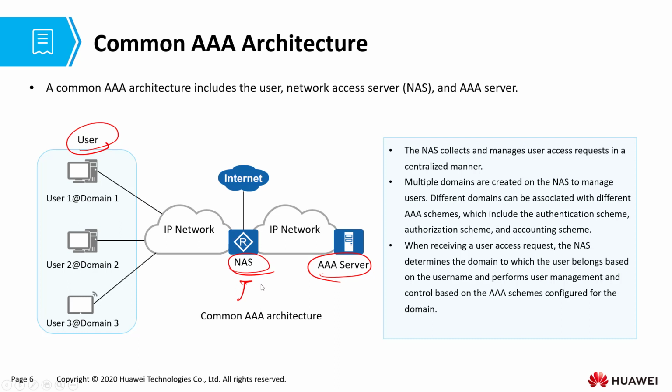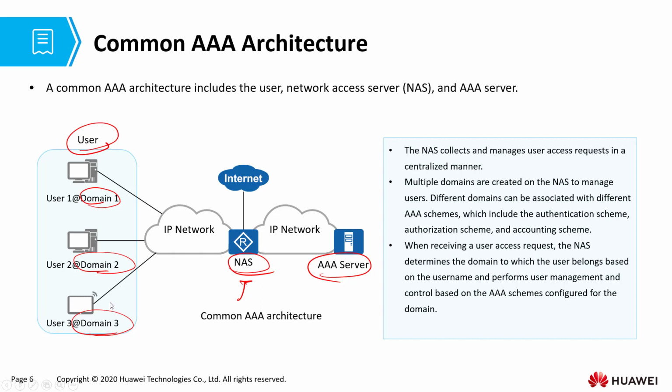Think of a domain as a grouping. So we have people in management, people in accounting, people in research and development, people in networks, in the core. We have different domains, which probably have different access rights and different authorization scopes and so on and so forth. So these different domains, in this case domain 1, domain 2, and domain 3, are going to be associated with different AAA schemes, which include an authentication scheme, an authorization scheme, and an accounting scheme.